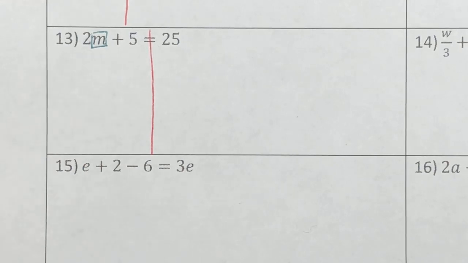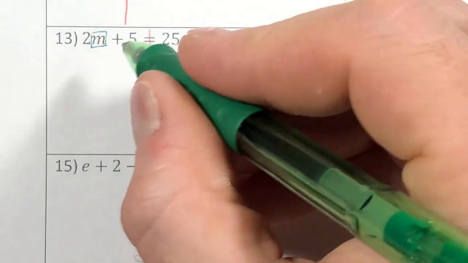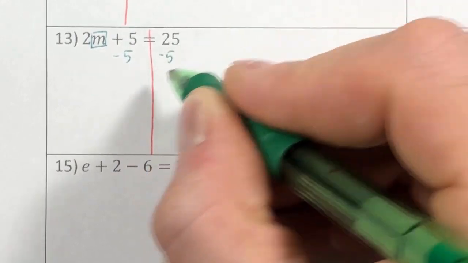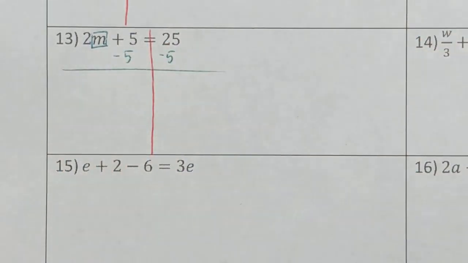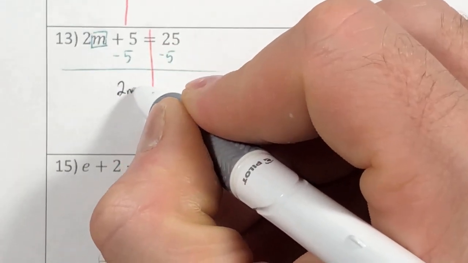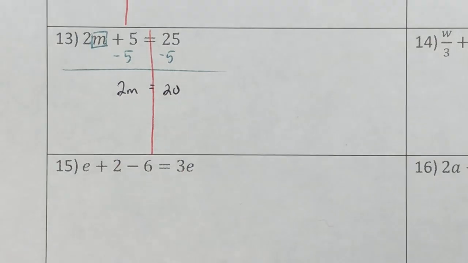The next is, is there another term with my variable? And yes, there is. I have a plus 5. I can get rid of the plus 5 by subtracting it. And so if I subtract that 5 and go ahead and write out the next step, my 2m still remains. 25 minus 5 is going to give me a 20. Perfect. Which brings me to my last step.